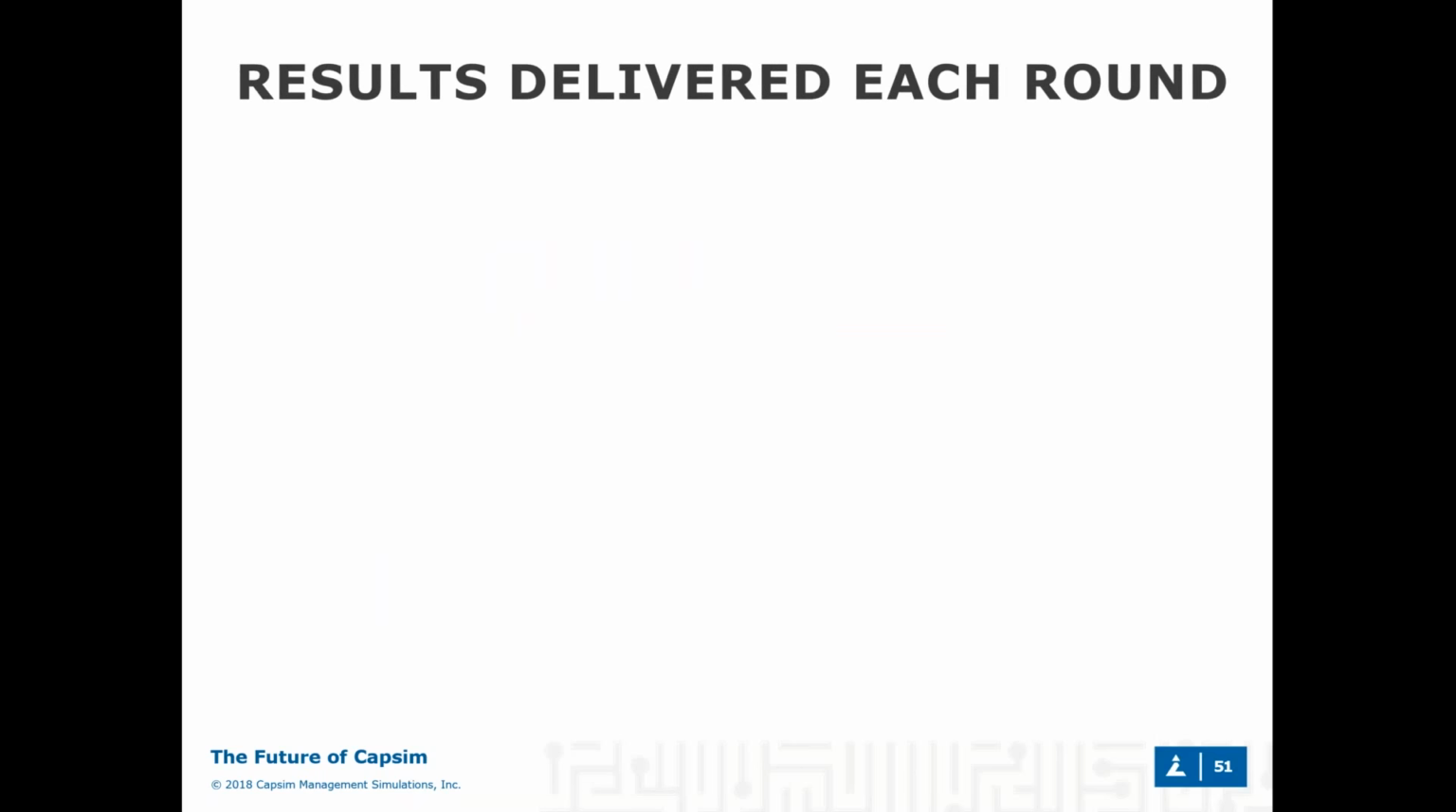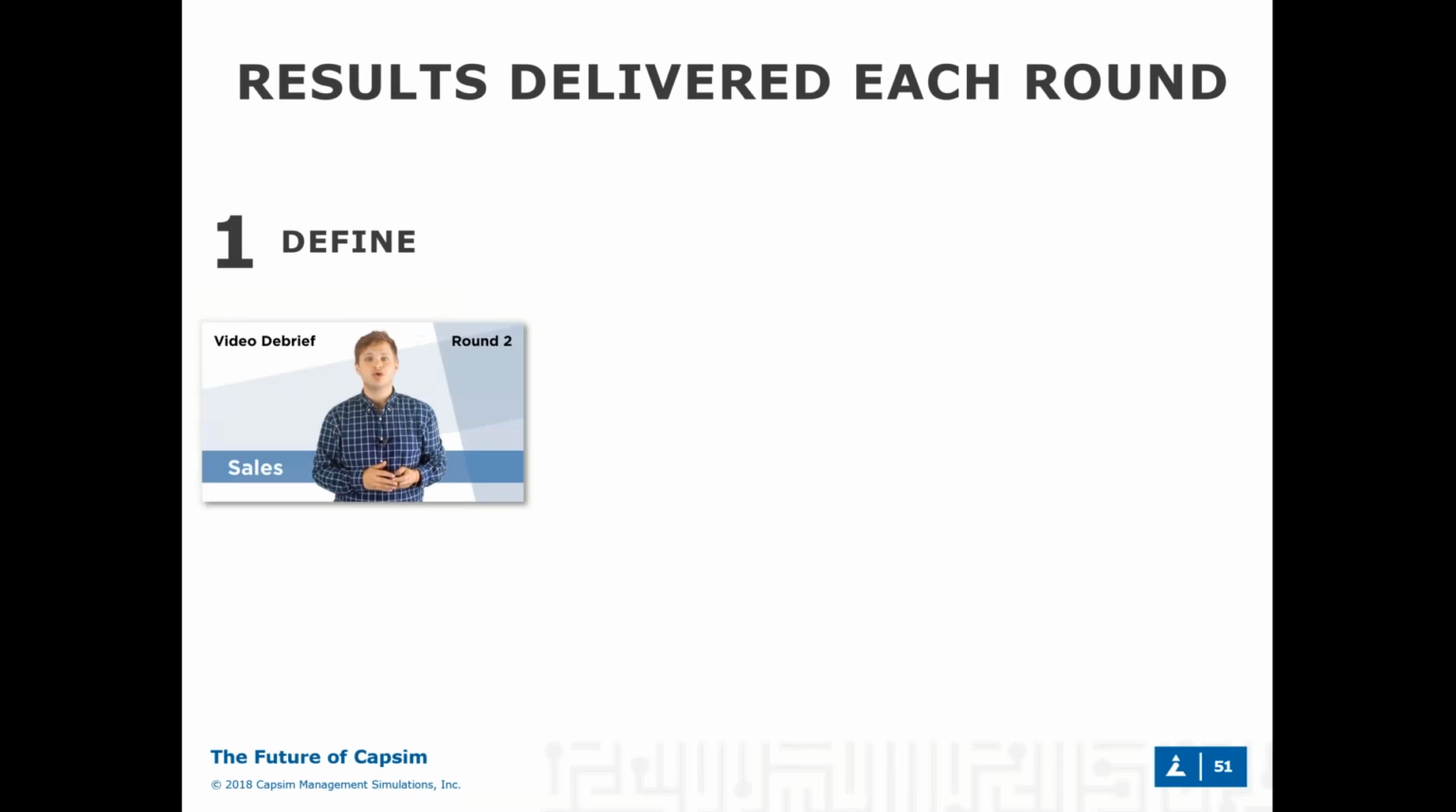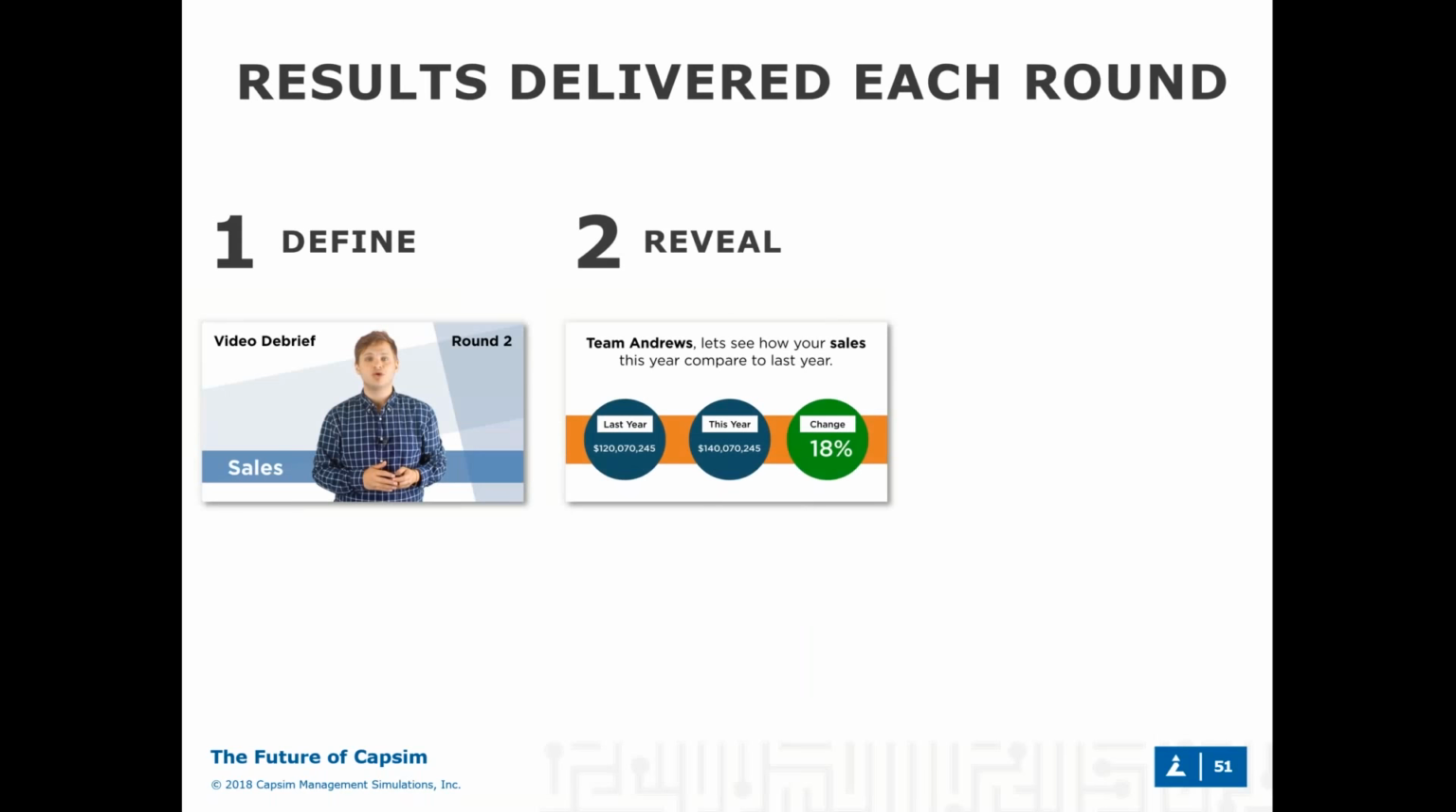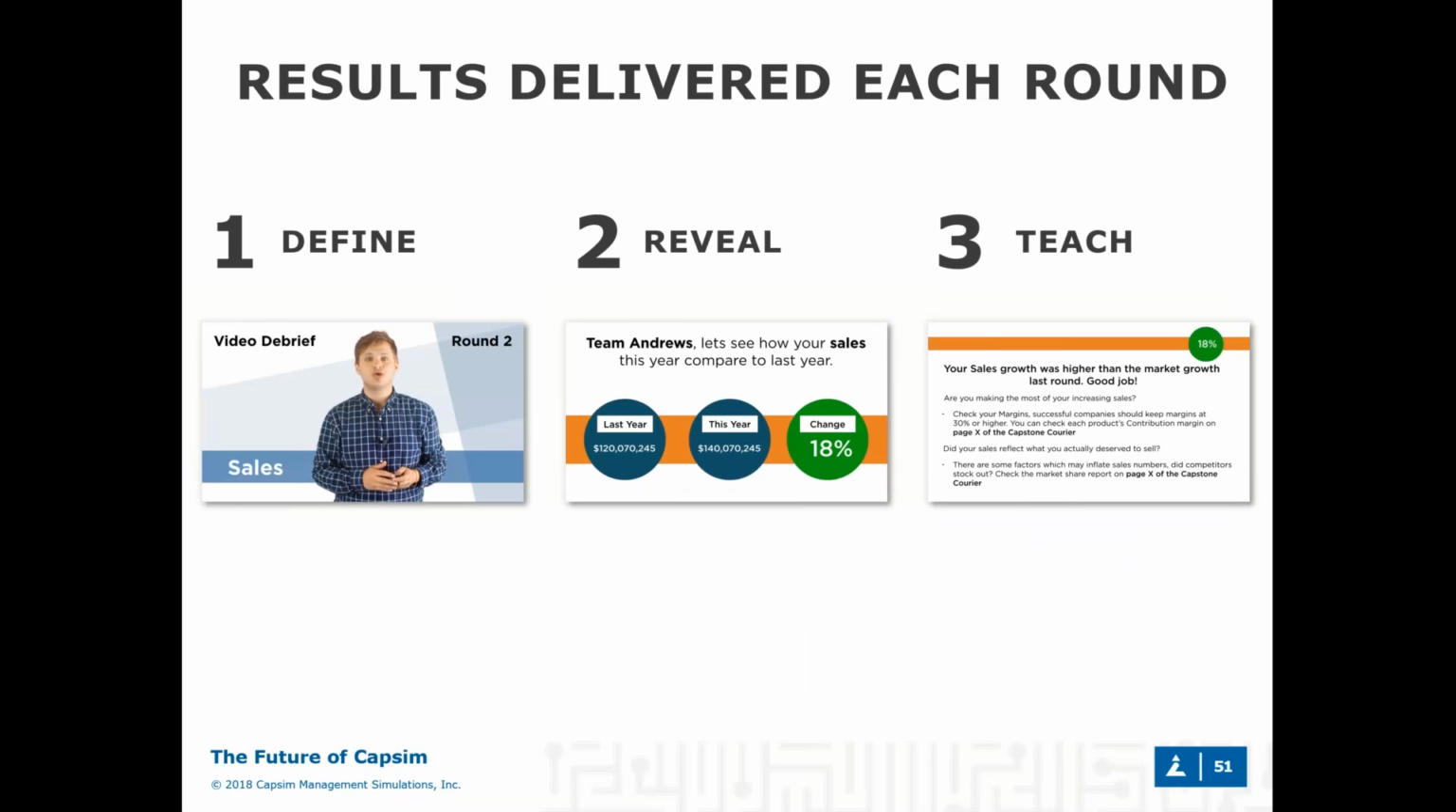For each concept that we want to debrief in the video, it'll follow a simple 3-step process. First, we define what the concept is and how it works in real life as well as in the simulation. Second, we reveal their company's score, which actually appears in the video. Third, we teach them specific concepts based on how they actually performed in the simulation. That means each team in your industry could have very different videos played for them, because each team has a video that's personalized for them based on how they actually performed.